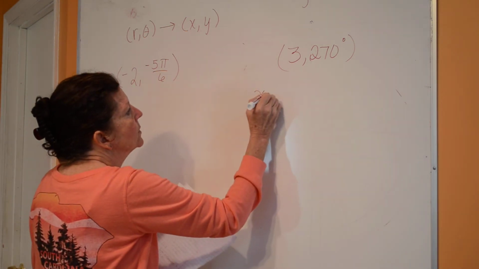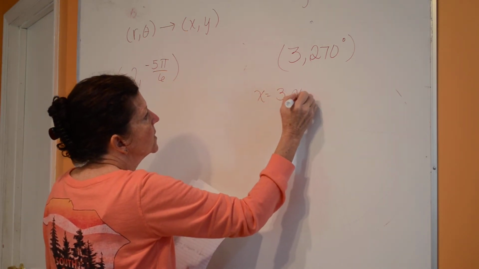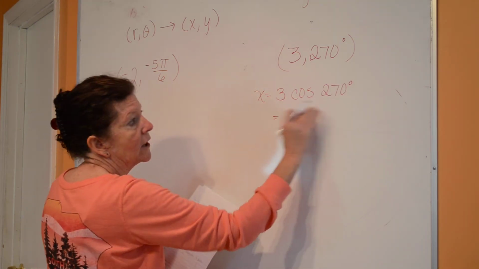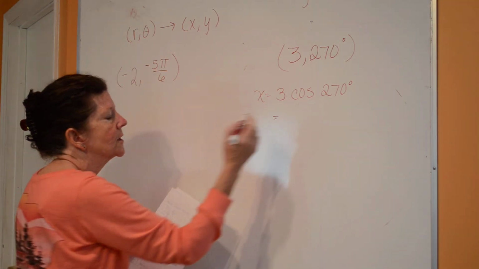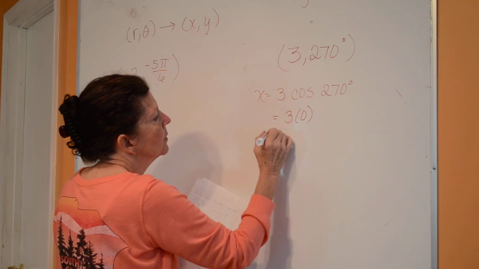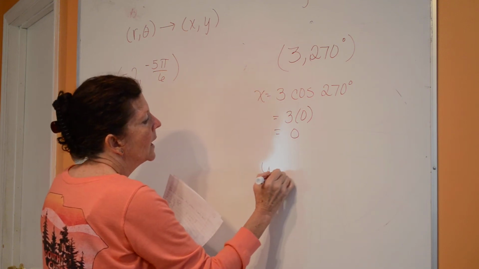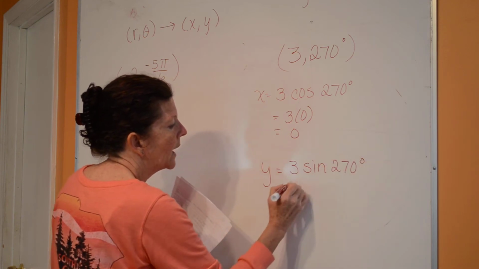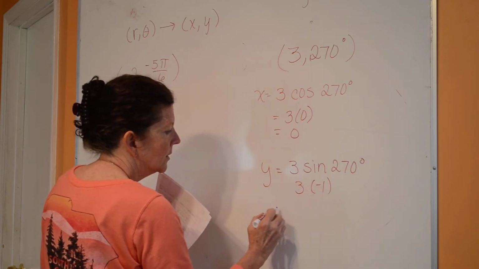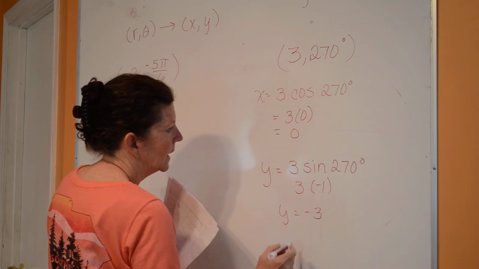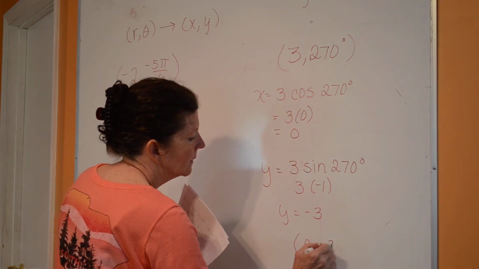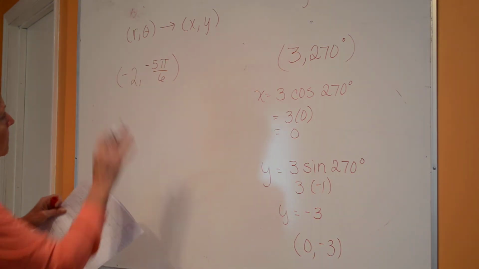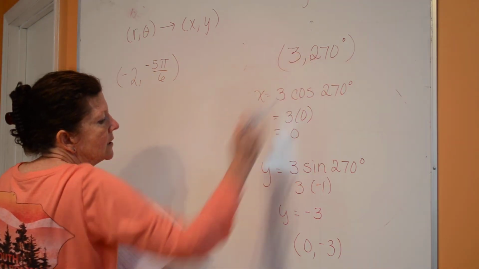All right, x is equal to 3 times the cosine of 270 degrees, which if you've done it right on your calculator, or you wouldn't even need your calculator because you know 270. So 3 times 0 is equal to 0. y is equal to 3 times the sine of 270, and you know that to be negative 1. So y is equal to negative 3. Therefore, your point is 0, negative 3. That is comparable to your 3, 270.